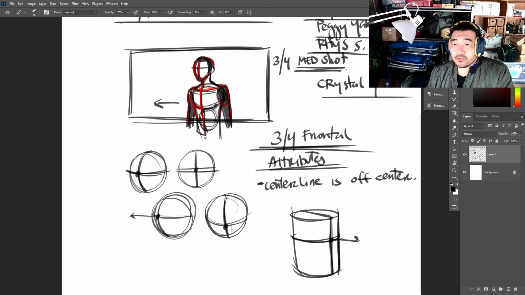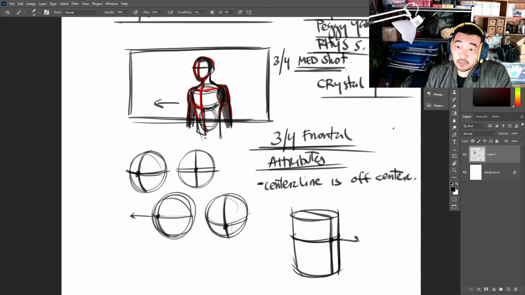So why do we use 3/4 frontals? I mean, there's various reasons. Again, you could show them walking. Yeah, hiding certain parts of intentions. Yup. Full body shot.